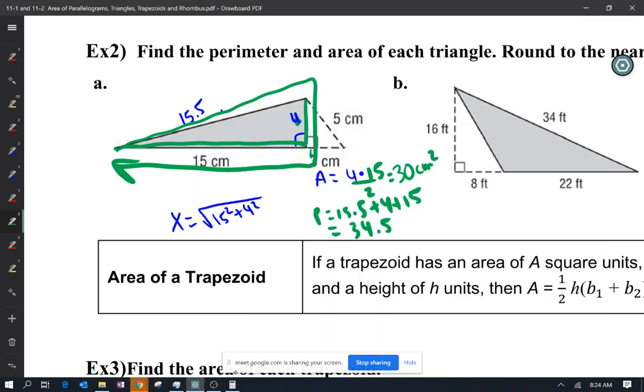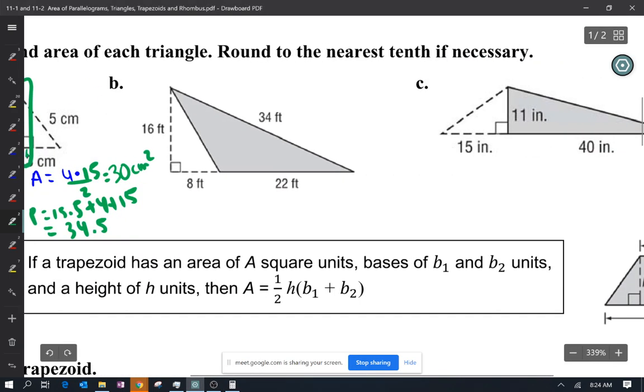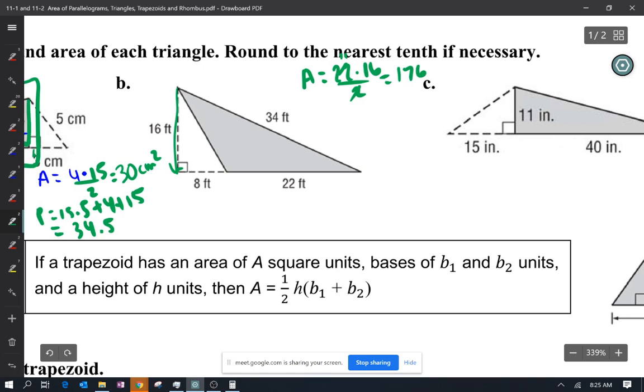All right, next one. Somebody speak up. Where is the height of this triangle on letter B? Anyone know where the height of this triangle is? It's all the way to the left. Yeah, so it's this number right here. It's the distance from the top straight down. Good, so the base is 22, the height is 16, and we divide by 2 because it's half of a rectangle. So I'd make that 11. 11 times 16 is 176. So the area is 176.